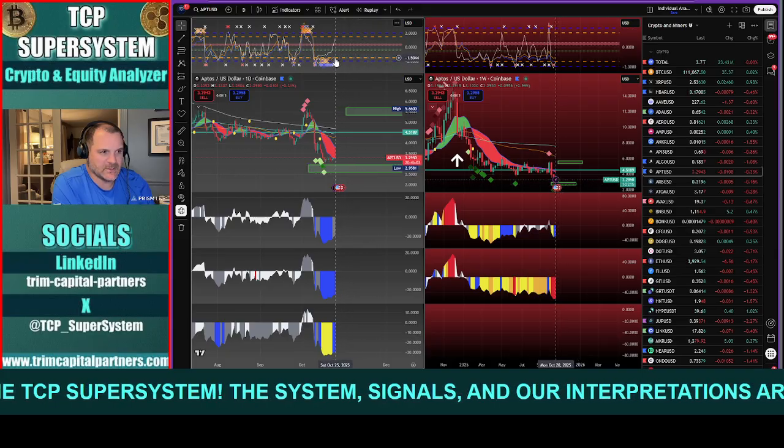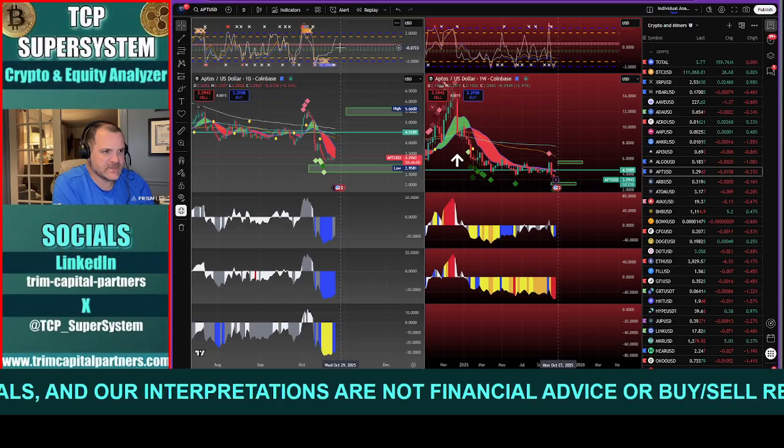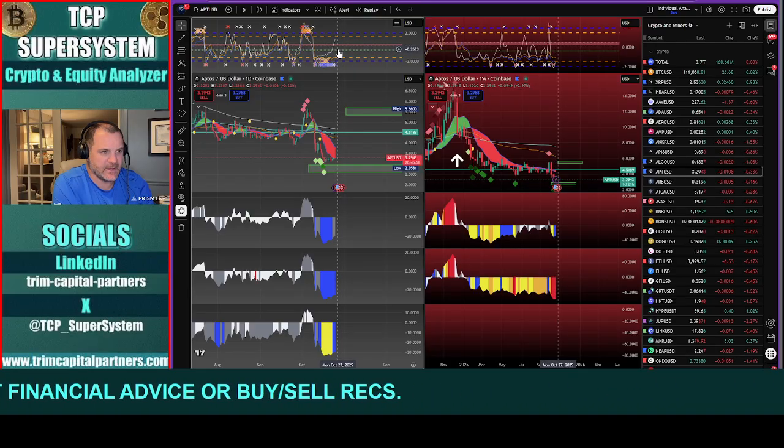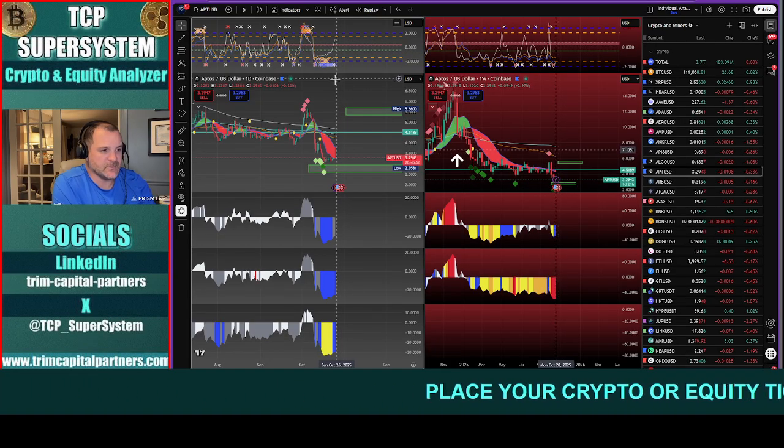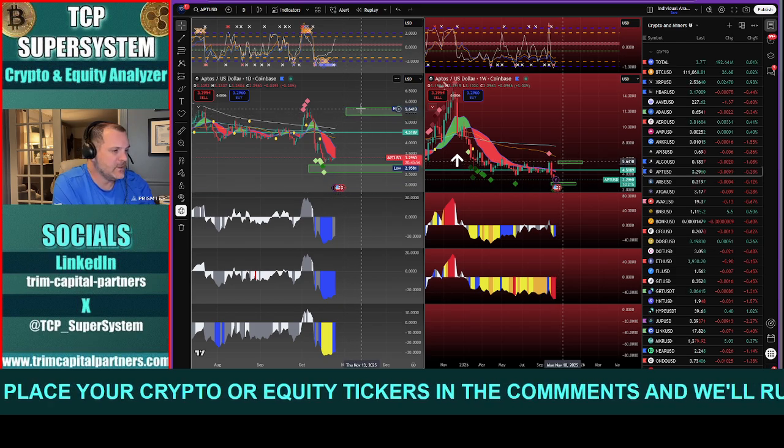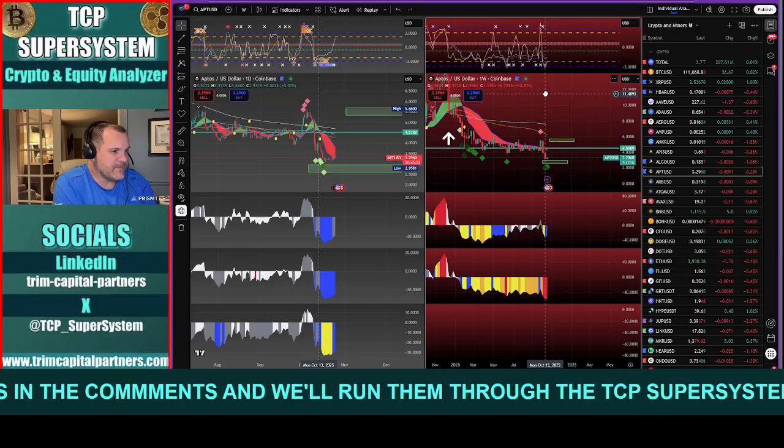But so we gotta watch this orange line here. If it starts creeping up into that green zone and above that, then we're probably off and running, and that's where you could probably see those upper targets. So pay attention to that.